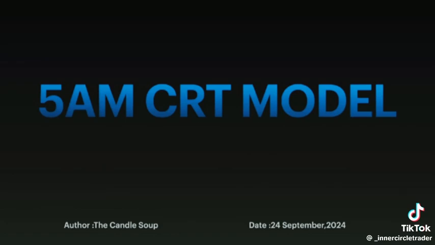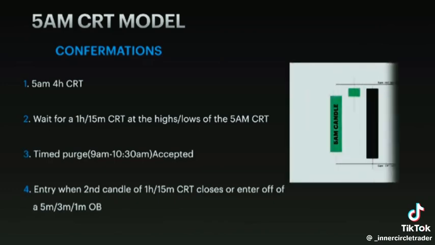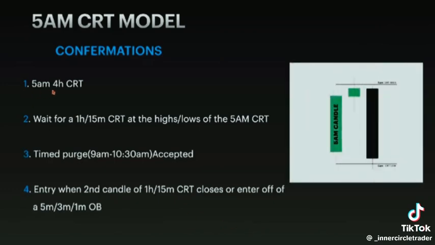So, here are some confirmational key points to remember. Number 1. The 5 a.m. CRT range. This forms the foundation of the model. You'll mark the high and low of the 5 a.m. 4-hour candle as your range. This range becomes your first confirmation, a high probability, time-sensitive setup.